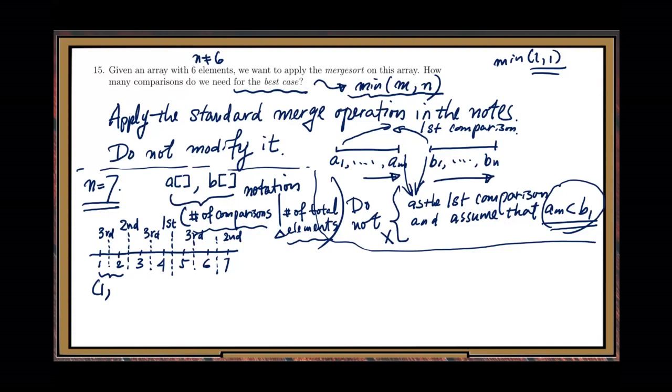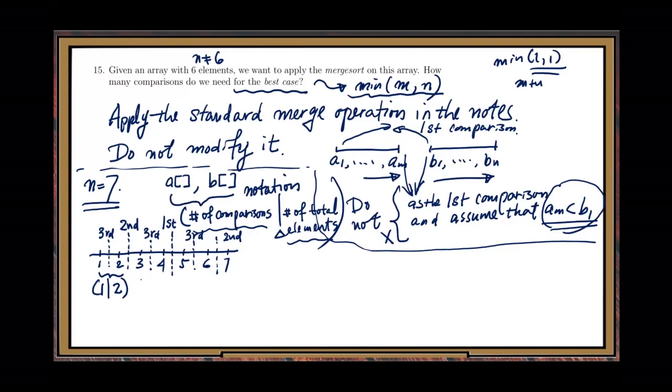Then, the total number of elements should be m plus n, right? 1 plus 1, that's 2. So after the merge, there are 2 elements. Remember, we use the vertical bar, the special vertical bar, to make a special notation.